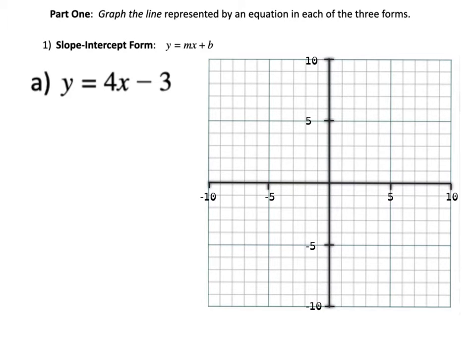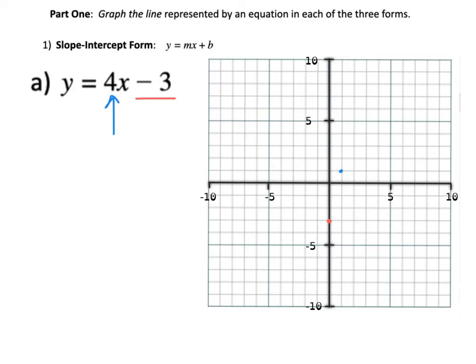Okay, I'm going to move quickly through these because they're pretty straightforward. What we're looking to do first is identify the y-intercept at -3. We're putting a point there. And then our slope, which is 4, means that we rise 1, 2, 3, 4, and run 1. And we put our second point there. And now all we need to do is connect them, and we've got our line.